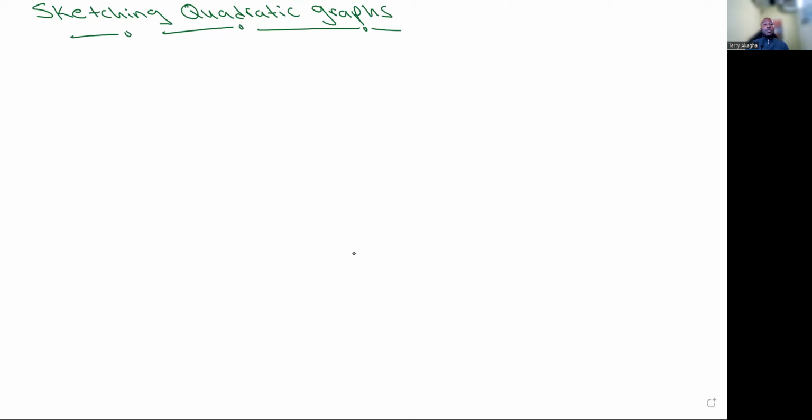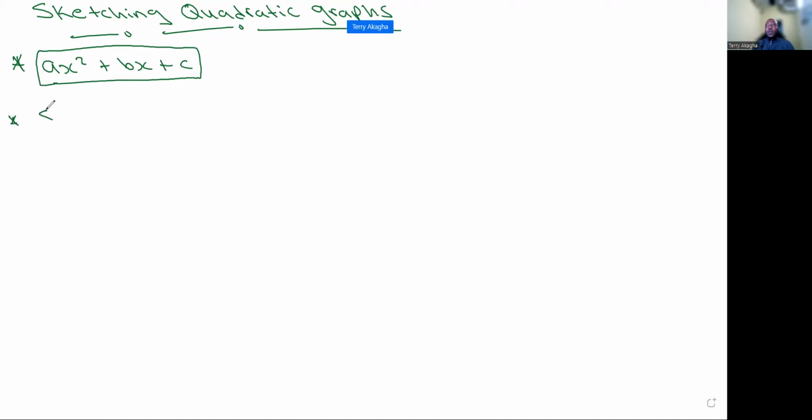The first thing I'm going to talk about is just to remind us that the general form of a quadratic equation graph, remember we talked about it before, is ax squared plus bx plus c. Sketching a quadratic graph, like I said with the linear equation, is different from plotting. These are two different things.